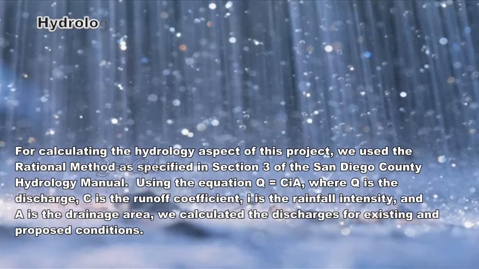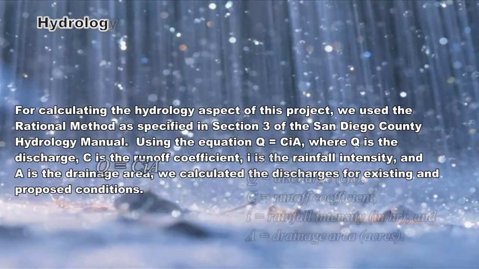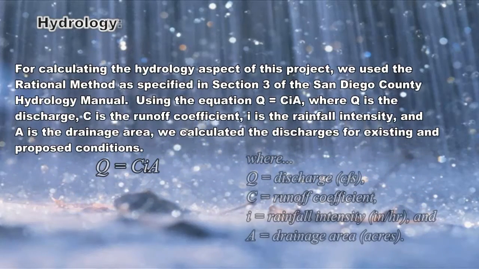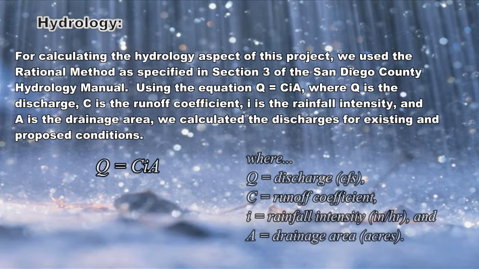For calculating the hydrology aspect of this project, we used the rational method as specified in Section 3 of the San Diego County Hydrology Manual. Using the equation Q equals CIA, where Q is the discharge, C is the runoff coefficient, I is the rainfall intensity, and A is the drainage area, we calculated discharges for existing and proposed conditions.